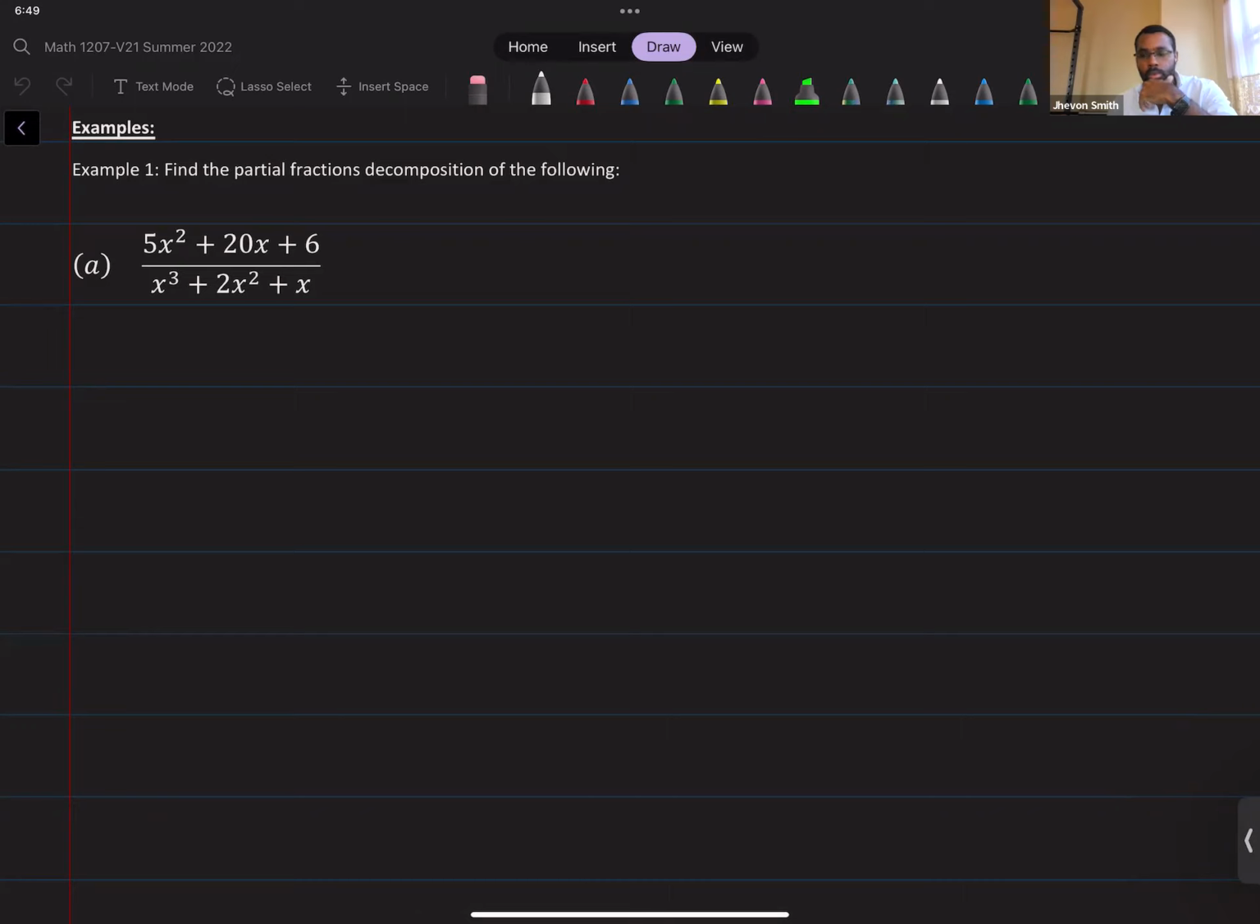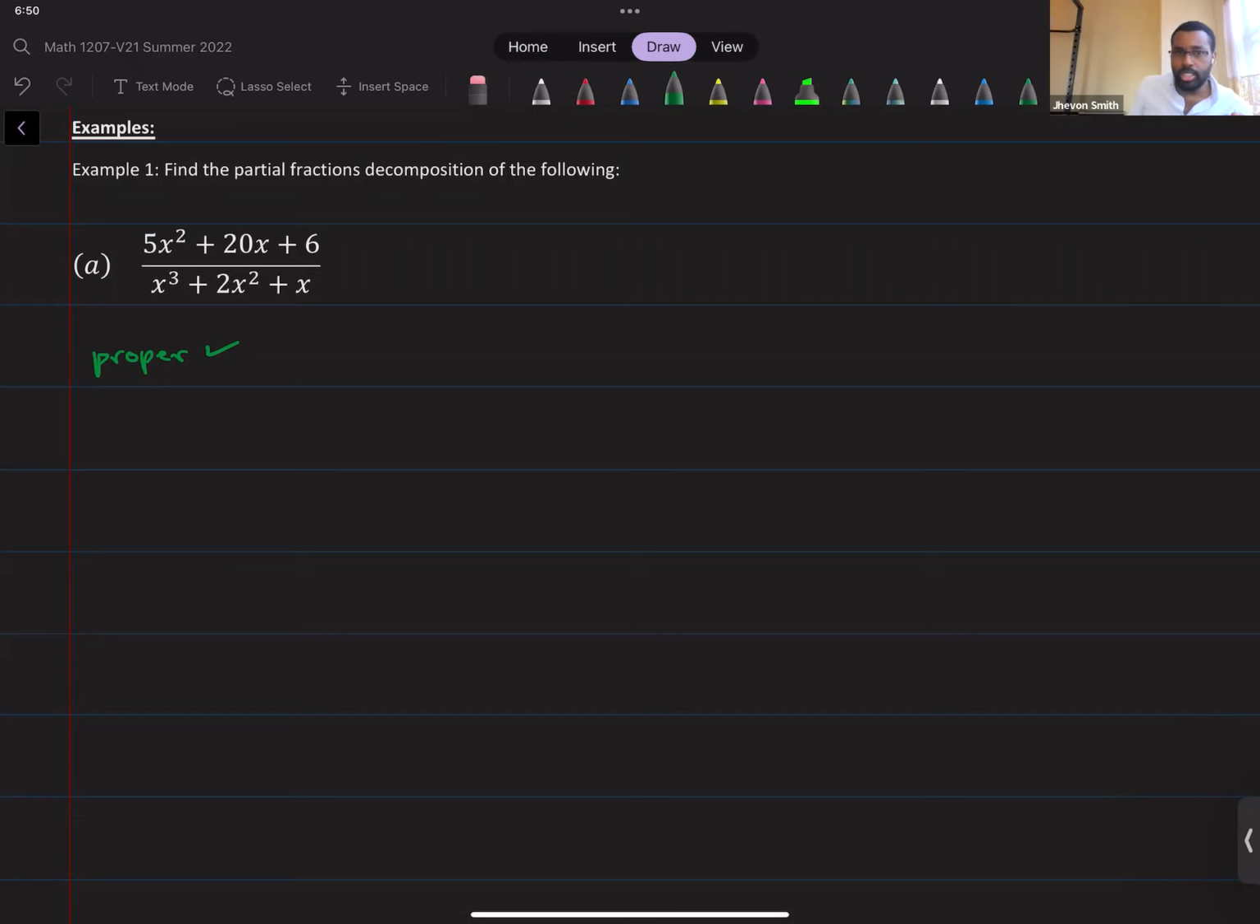Is it proper or not? So the first thing is, is it proper? Yes, it's proper, right? The degree of the denominator is bigger than the degree of the numerator. Exactly. And it has to be strictly bigger, right? So that's important. If the degree were the same, it's still not proper, according to our definition. It has to be strictly bigger.